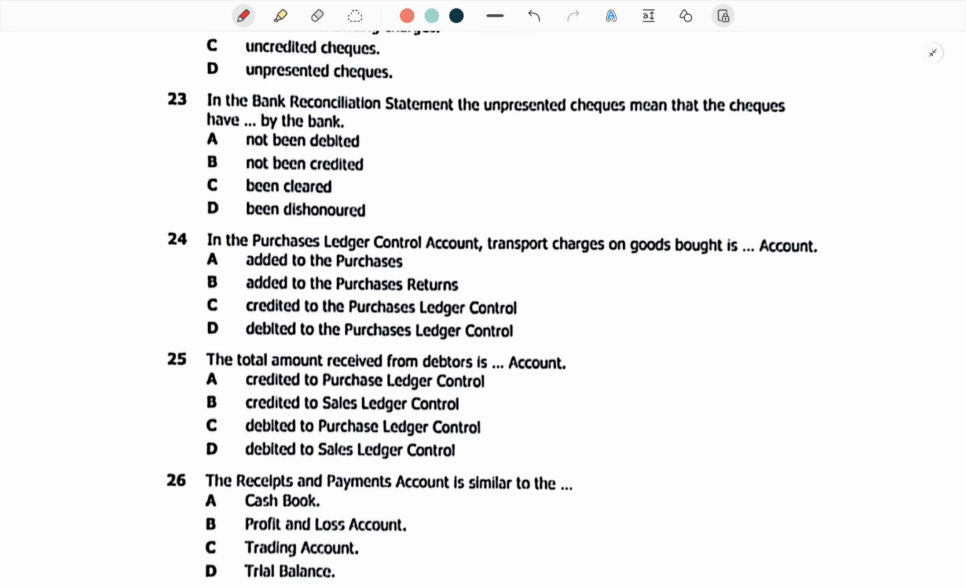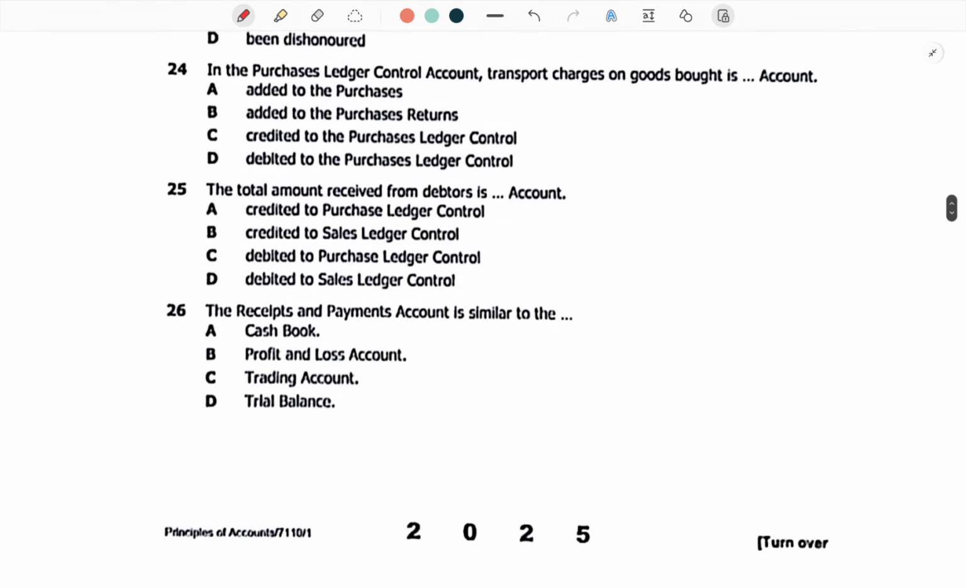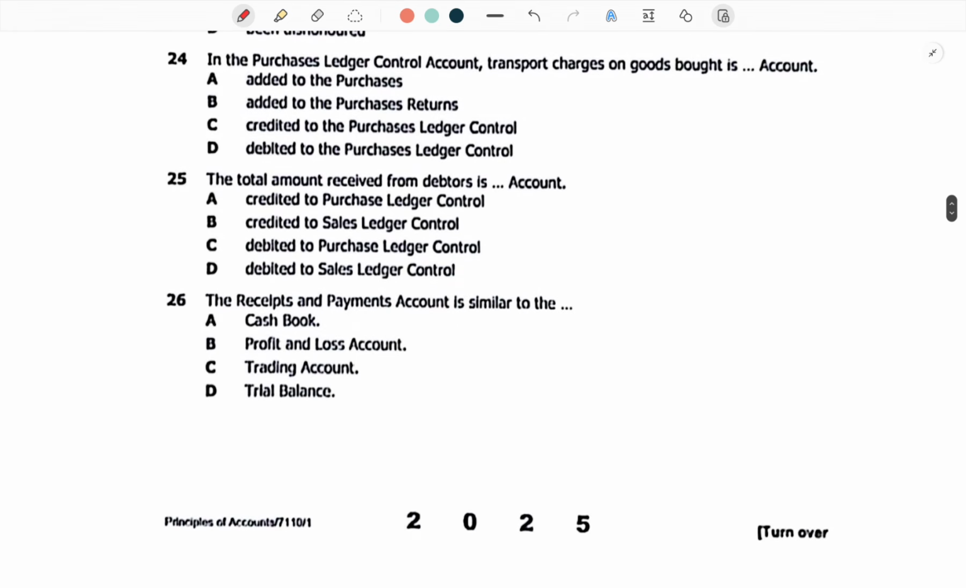In the bank reconciliation statement, the unpresented checks mean that the checks have not been debited by the bank. So, like I said, most of the questions are actually repeated. So make sure that you just master them, okay? Know them, those that you can master.